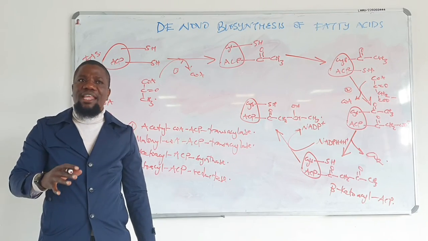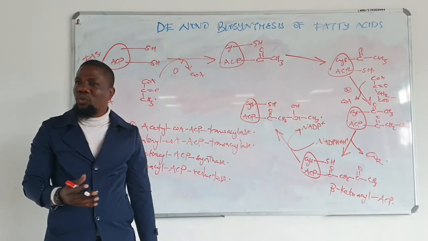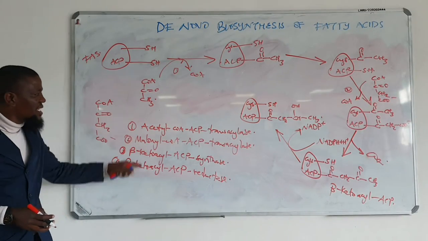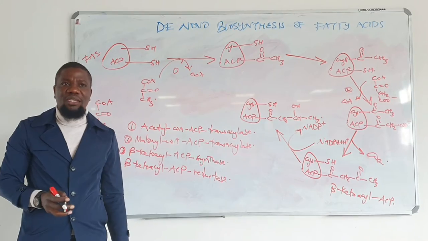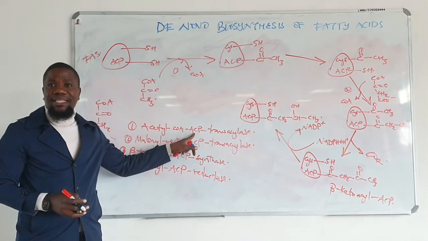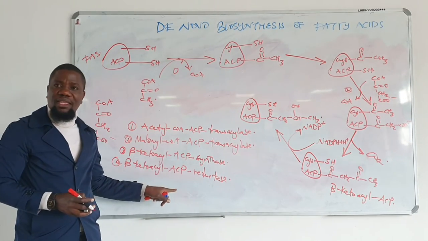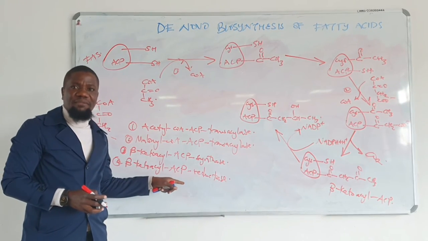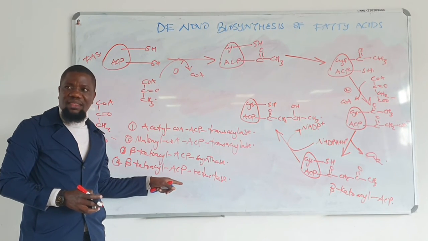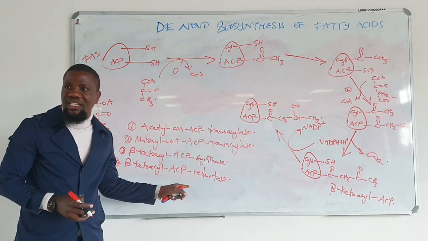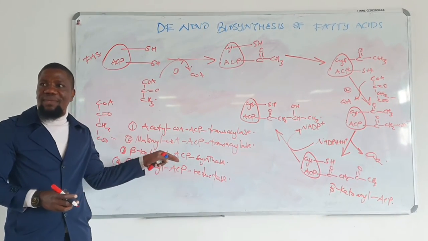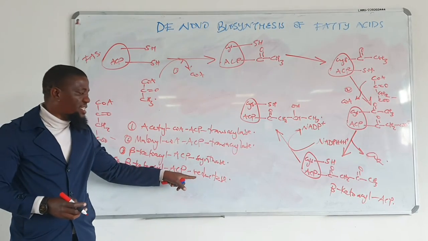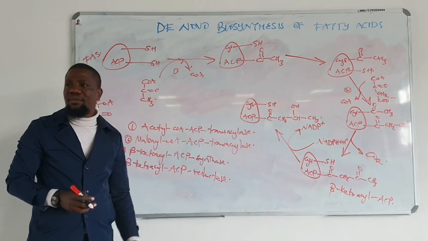The error I'm mostly seeing with the students when you ask them to mention just these enzymes is that they will be calling them dehydrogenase. They won't be mentioning the ACP. Guys, ACP is actually part of the name of the enzyme. And then there is no dehydrogenase here because it's not an oxidation reaction. It's a reduction reaction. So you only see reductases.